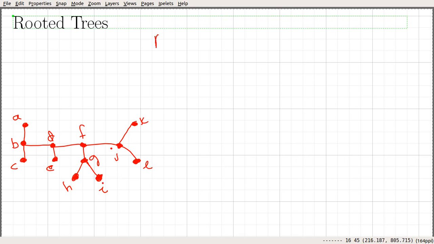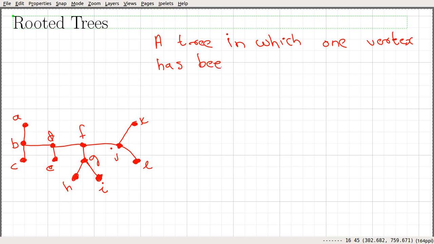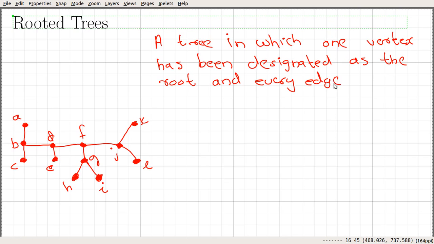So a tree in which one vertex has been designated as the root and every edge is directed away from the root. Okay, such a tree is called a rooted tree.